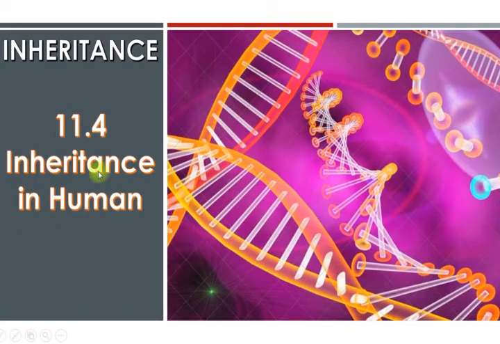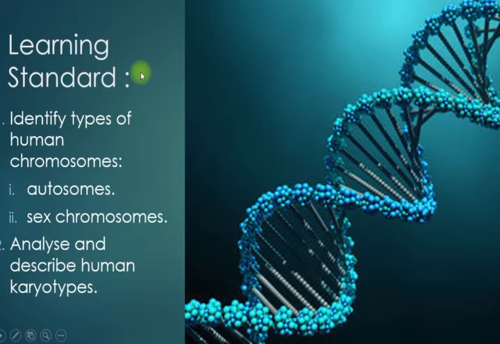So that's all in 11.3. Now we are going to learn 11.4, inheritance in humans. We are going to learn more about inheritance in humans. Let's go to the learning standard that we are going to cover for today: identify types of the human chromosomes.